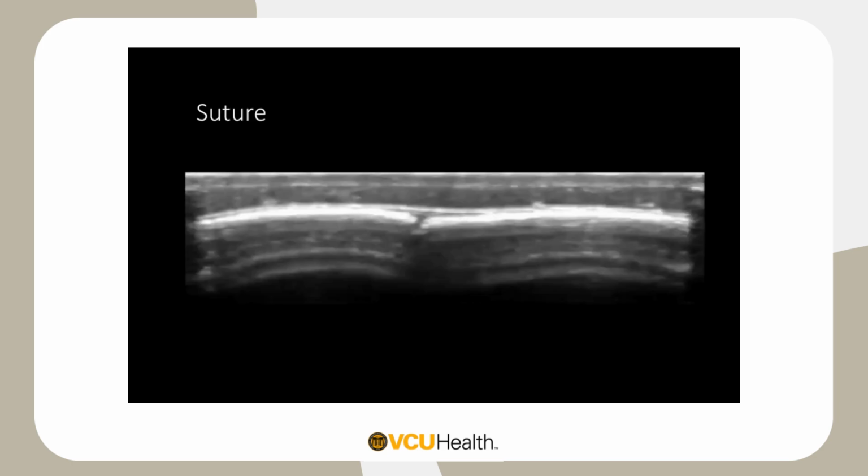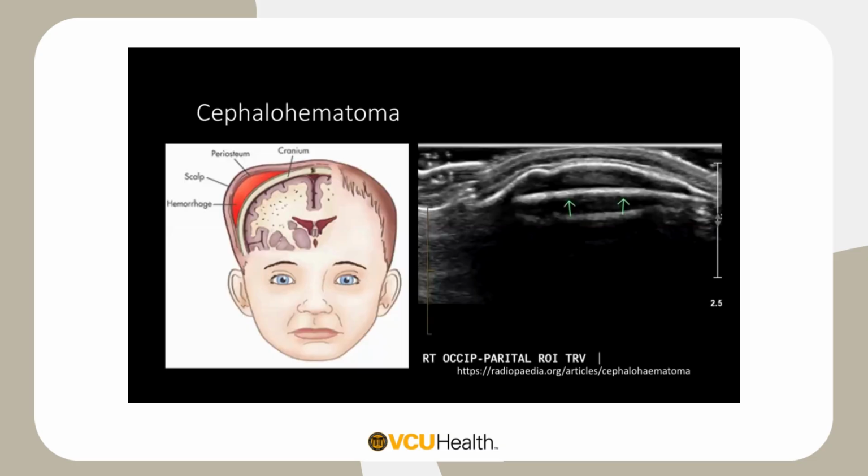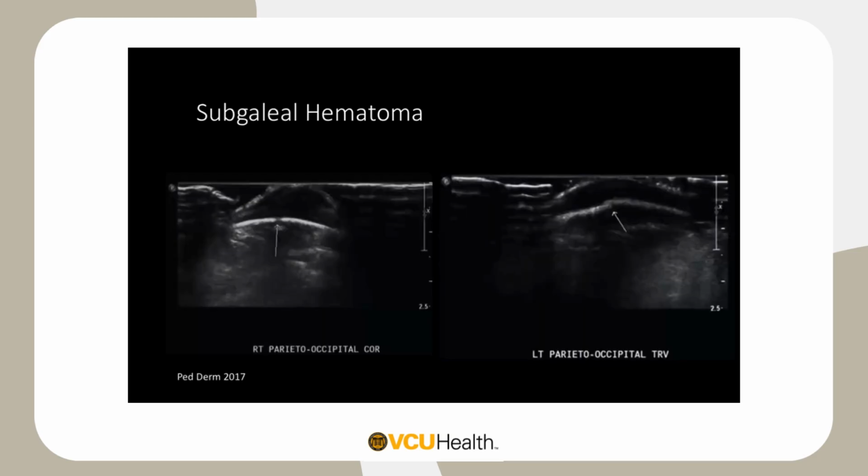So that's the difference. Here we have a suture line that you can see, and we know it's a suture line because it's a nice clean break, and then we can sometimes see the structures beneath it. And the cephalohematoma here, the arrow indicates an area of the bone, and right above it, but within the periosteum, is a hematoma. So this is a cephalohematoma. With a subgaleal hematoma, you can see here the arrow indicates where the fracture is, and the hematoma goes over your fracture line.